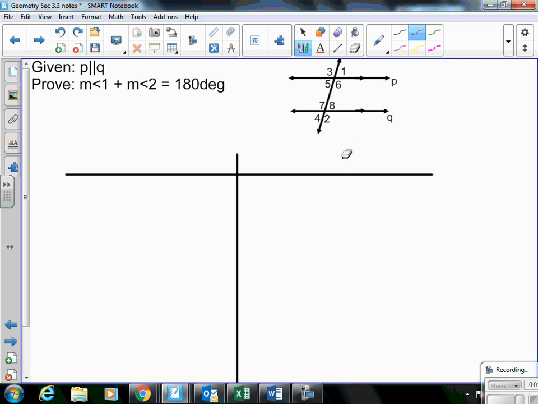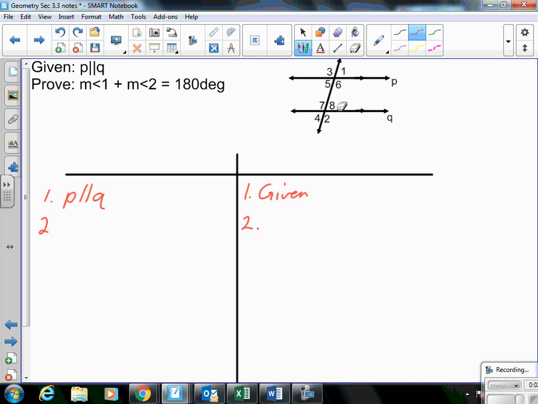So, first step, always the first step of a proof, is to write the given, right? So P is parallel to Q. It's given. And then we've got to try to come up with a way that we can show that the measure of angle 1 and the measure of angle 2 add up to 180.